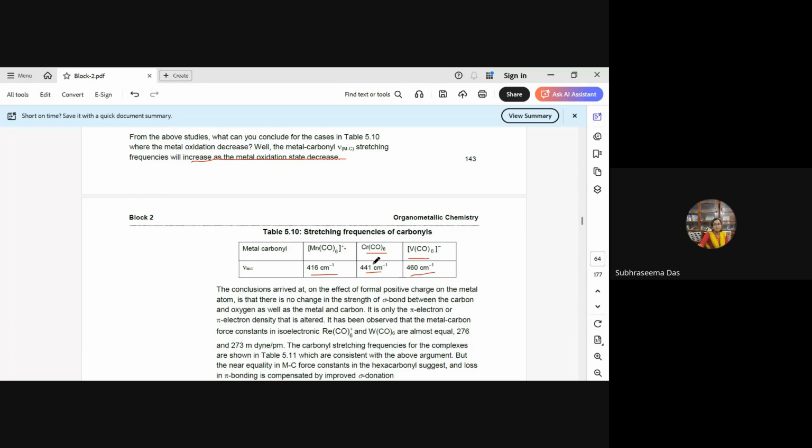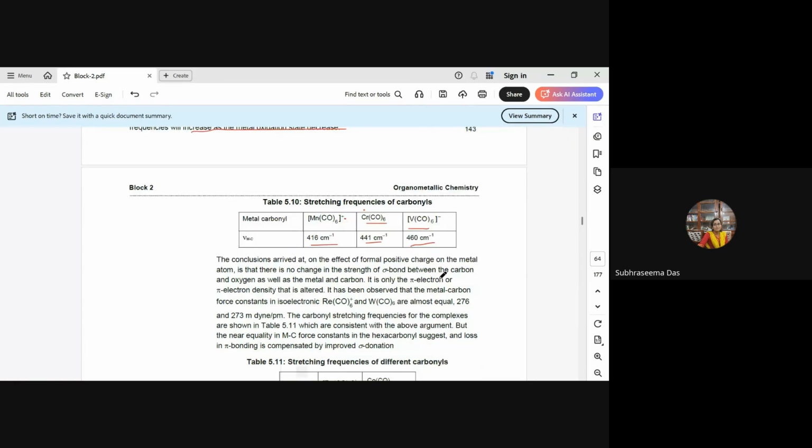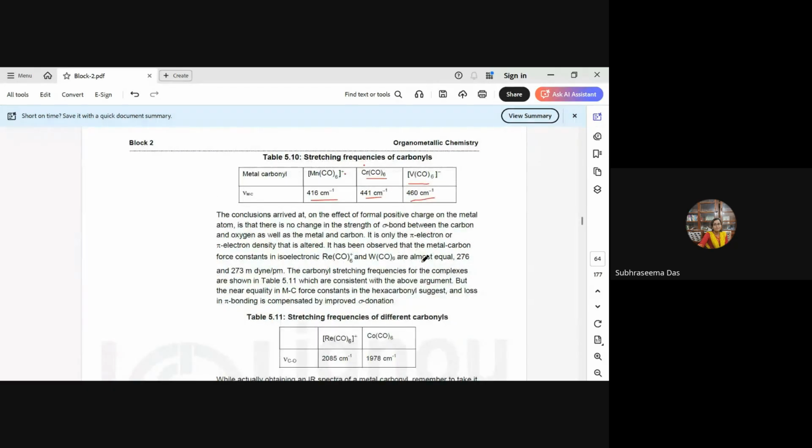So in these three cases, if we look at the oxidation state of the metal, it is +1, and so it is 416. Then for chromium CO6, the metal oxidation state is 0, so this is 441, and here this is -1, so this is 460. So we see that the stretching frequencies increase as the metal oxidation state decreases.